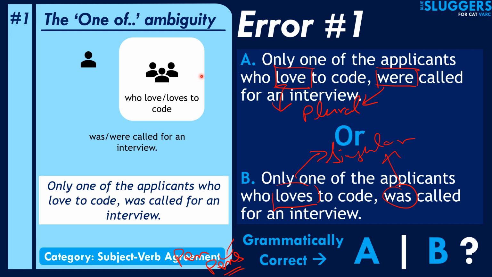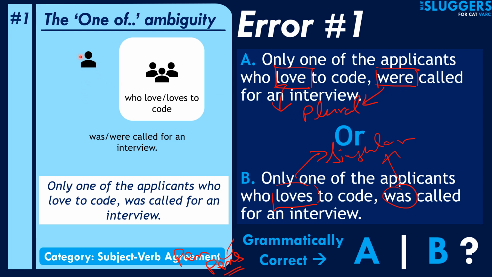Now, in subject-verb agreement, the very basic rule is that the verb has to agree with the subject, especially in terms of being singular or plural. That means if the subject is singular in form, the verb should also be singular in form, and if the subject is plural in form, the verb also has to be plural in form. In the case of this sentence, let's try to understand it by use of a schematic. It says, "Only one of the applicants who love to code were called for an interview."